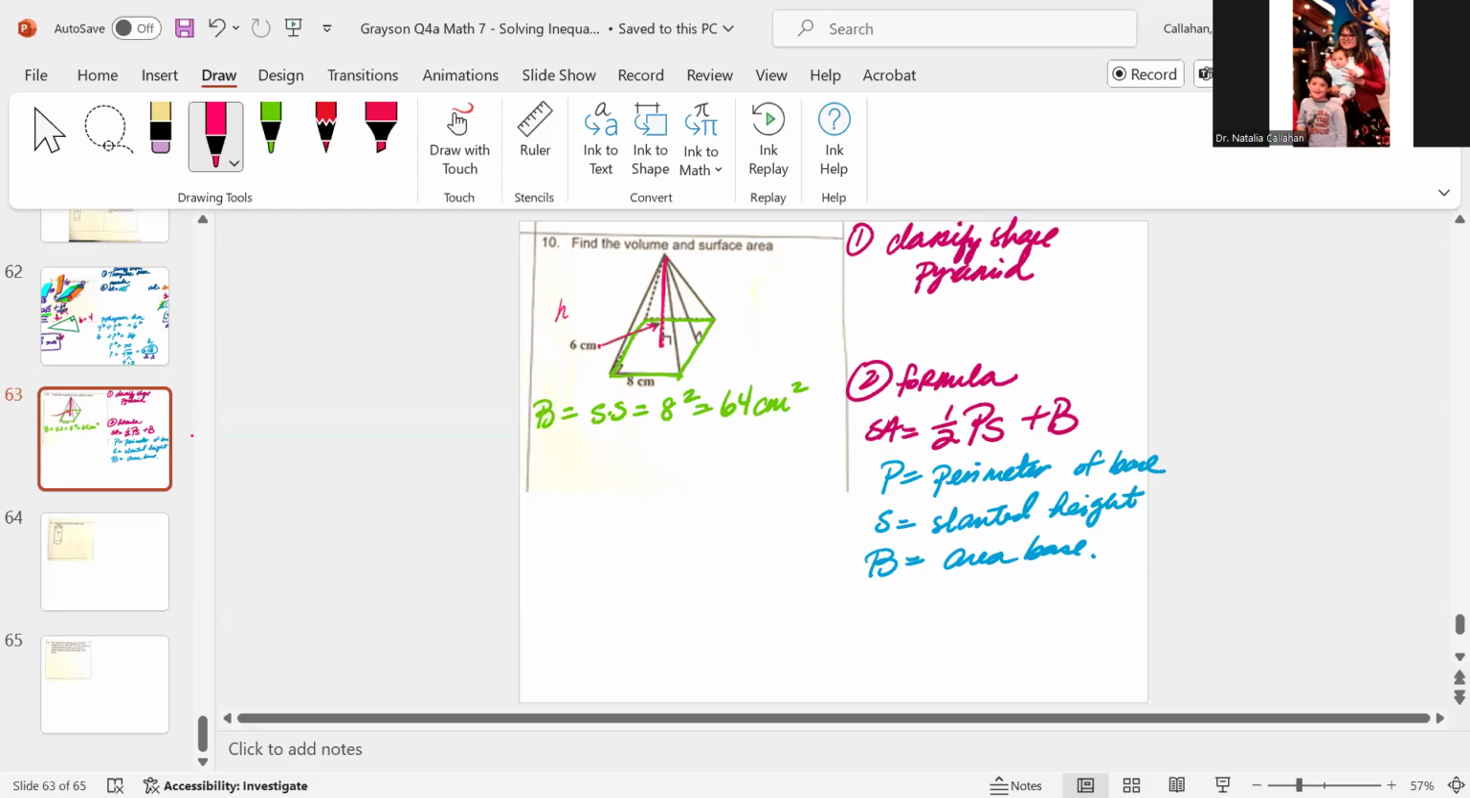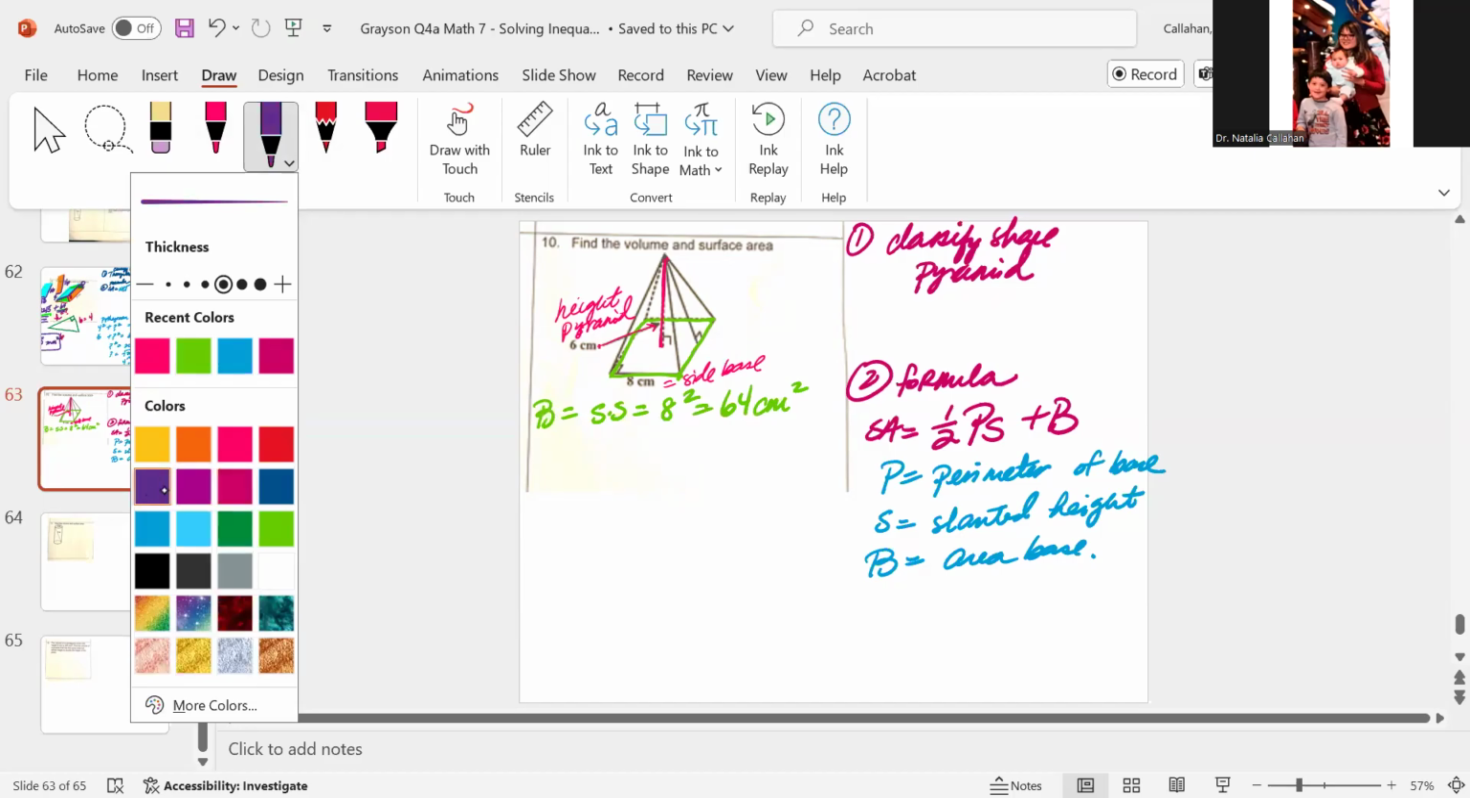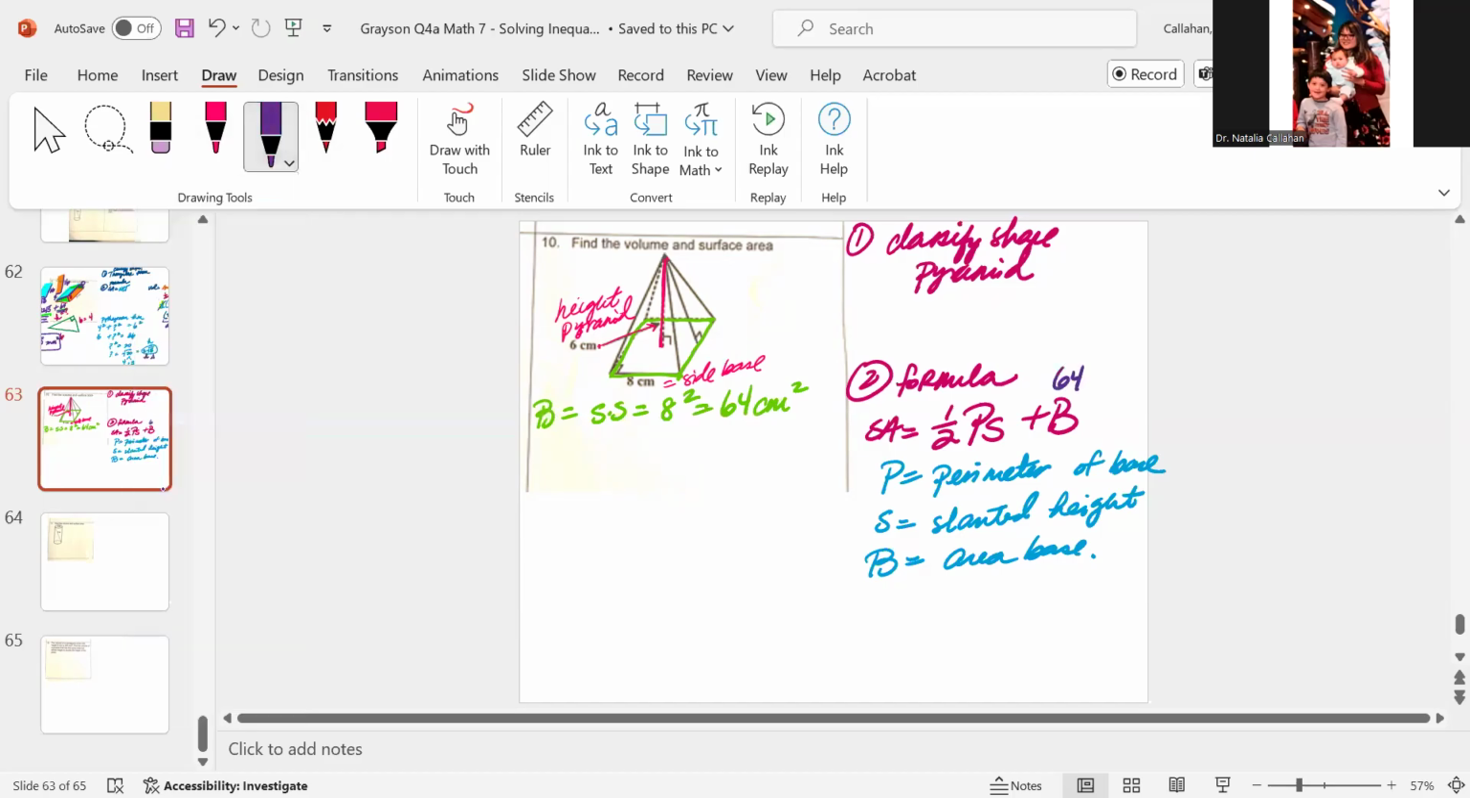6 is the height of the pyramid. 8 is a side of the base. Do you see that? So what is the area of the base? Times 8 is? So then I know that this part right here is 64. You agree? What does P stand for?